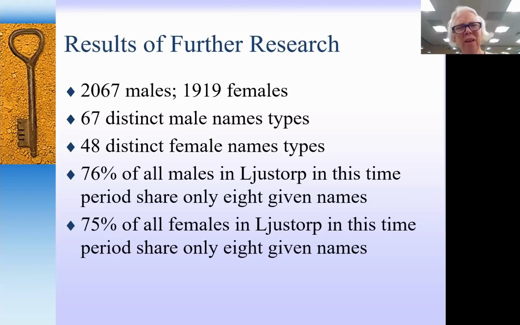In that whole database, there were 67 distinct male types of names. By type, I mean not all the iterations of a name like Olaf, but Olaf, Niels, Anders as individual name types. And there were 48 distinct female name types. But amazingly, as I did the calculations, 76% of all the males in Ljustorp at this time period share only 8 given names. And 75% of all females in Ljustorp in this time period share only 8 given names.